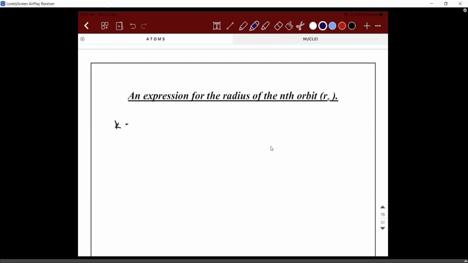Force: k z e square divided by Rn square is equal to m vn square divided by Rn. This is the first step. So one Rn will get cancelled. Is there anything else that is getting cancelled? No. So from this I can say Rn is equal to k z e square divided by m into vn square. Let this be expression number 1.